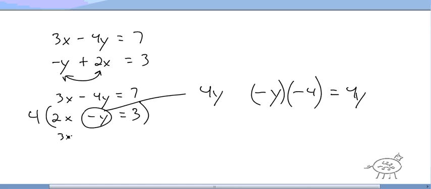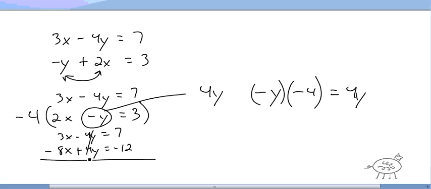So now I get 3x minus 4y equals 7, and negative 8x plus 4y equals negative 12. That cancels, which it should, and we get negative 5x equals negative 5. Divide by negative 5, x is equal to 1.